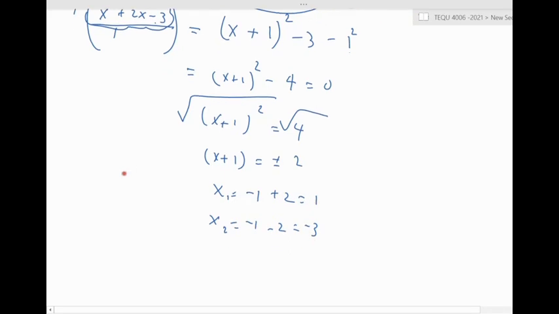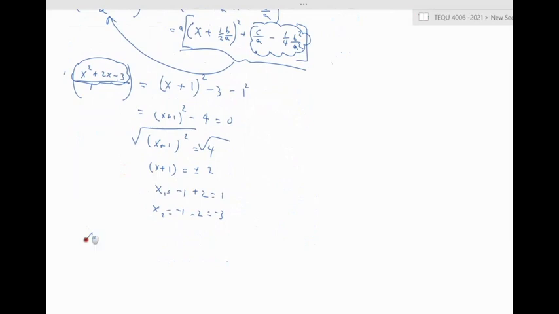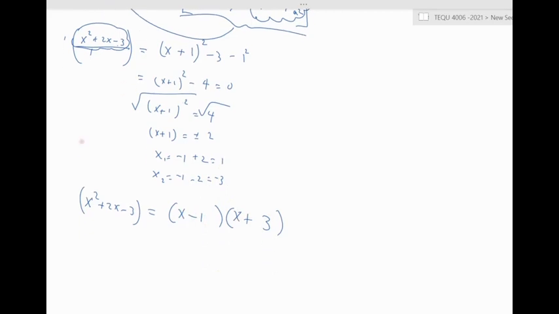Finally, if you want to factorize that polynomial, x squared plus 2x minus 3, that has to be equal to what? Let's put here the factors. Remember, you just change the sign here, so that will be (x minus 1), and the other one will be (x plus 3). And that's it. These are the factors for this polynomial.